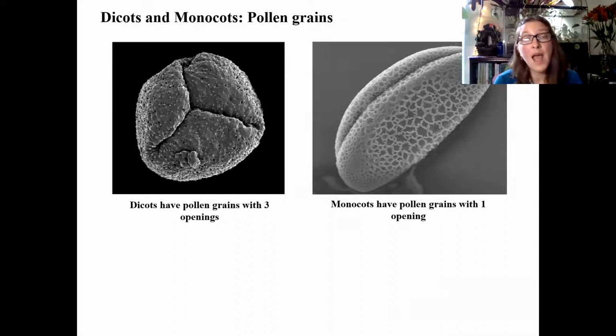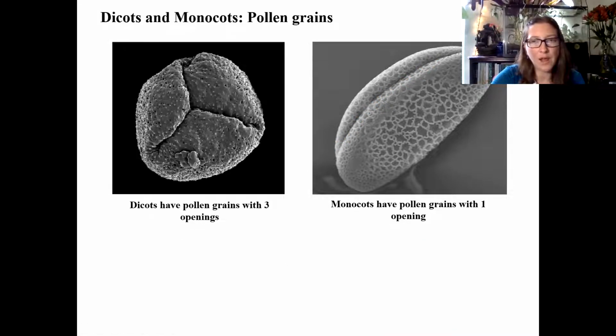Flowers make pollen. If you're a dicot flower, your pollen has 3 openings, shown here on the left. It's another way to tell dicots and monocots apart. So these are the 3 openings. Almost looks like a peace sign or something. And monocot flowers have only 1 opening. Monocot pollen only has 1 opening. It's another way you could tell monocots and dicots apart.